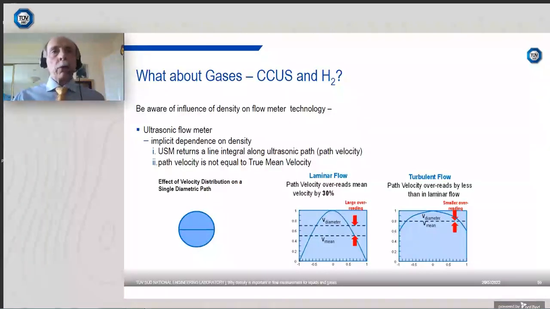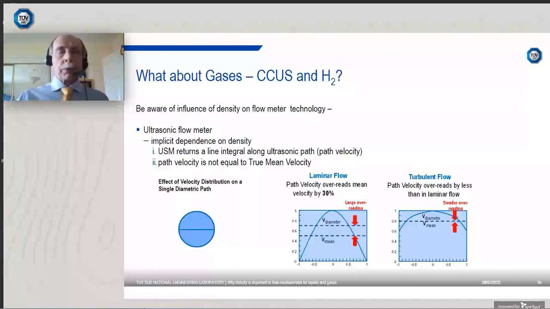It may influence other flow metering technologies. For example, in the case of ultrasonic flow meters, there is an implicit dependence on density, because an ultrasonic flow meter is returning a line integral along the ultrasonic path, the path velocity, but the path velocity is not equal to the true mean velocity of the fluid. In the case of a single beam, in laminar flow, you have a very pronounced profile, and you would get a large overreading effect in this case if you didn't account for the profile. Turbulent flow, it's less, but it's still there.